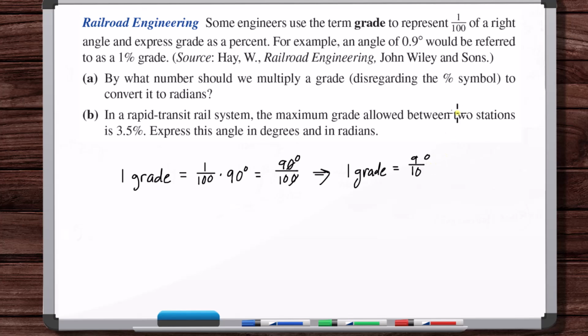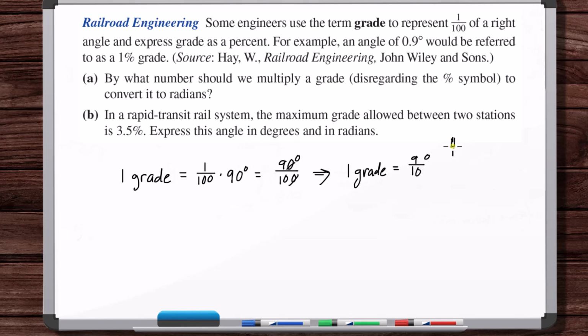But, okay, if we wanted to convert a grade to radians, well, a grade is an angle in degrees. They just told us that here. The definition of a grade is in terms of degrees. A grade is not some separate new angle measurement. It's defined in terms of degrees. So how do you convert degrees to radians? You use the conversion factor.